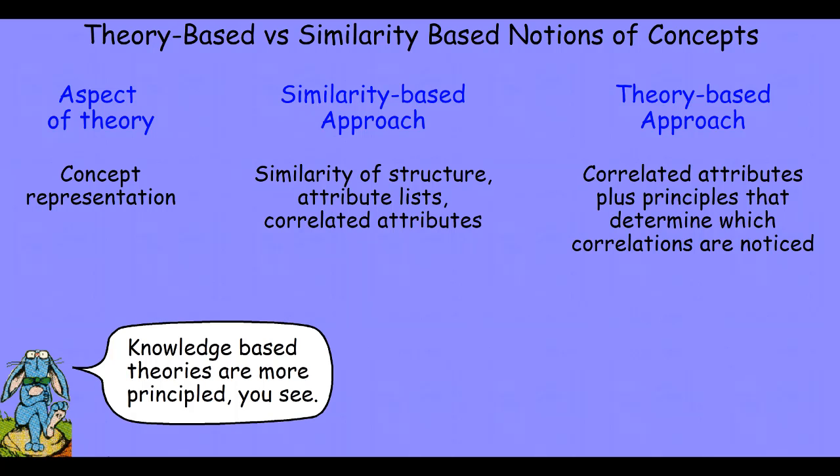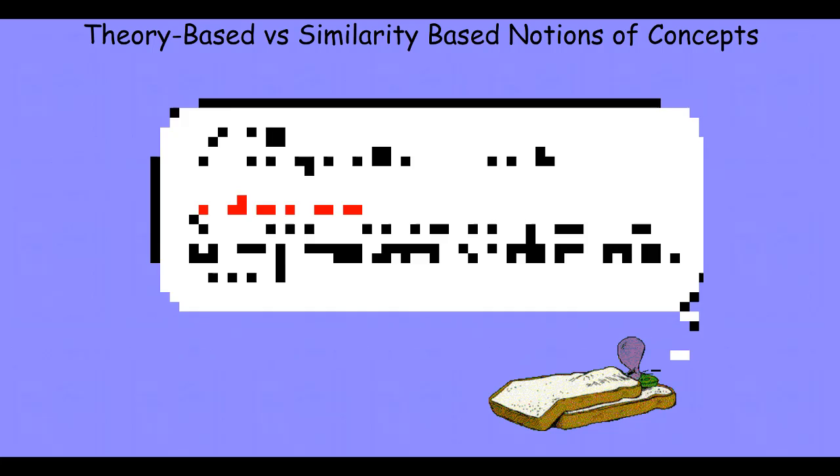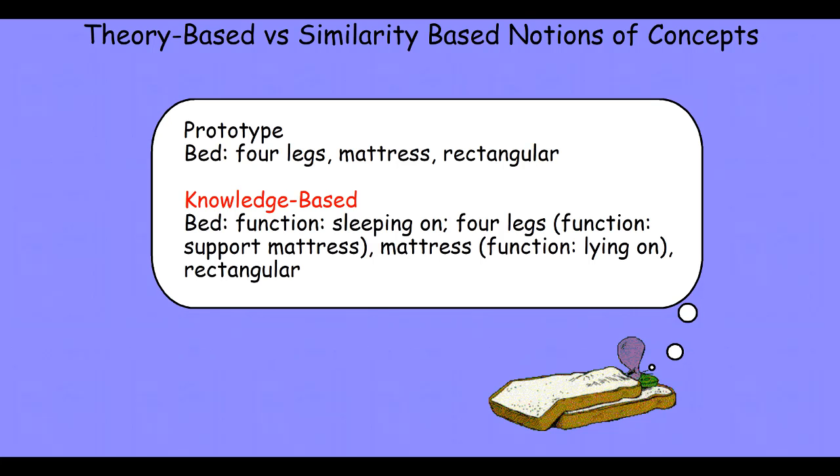And so these theory-based approaches are just more principled. They have more rule-like or classical conceptions of concepts. They have more principles like those. So if we want to see how that might play out, we could look at the concept of a bed. So we might think a prototype concept of a bed is going to include a whole bunch of features that will be useful in quickly identifying it as a bed. So it has 4 legs, a mattress, it's rectangular. The theory-based approach is going to have just more knowledge. It's going to have more structure to it.